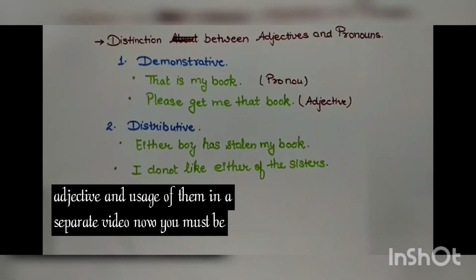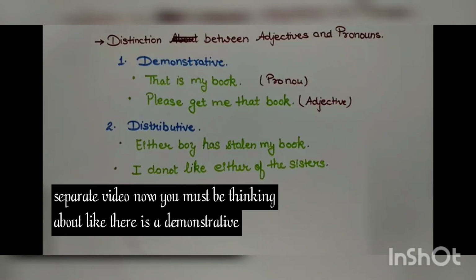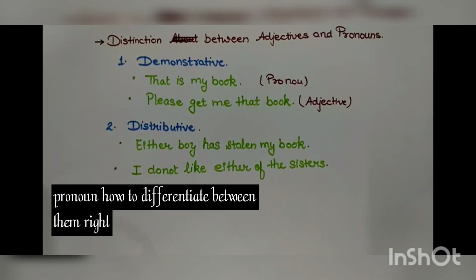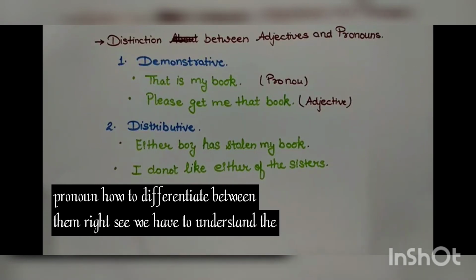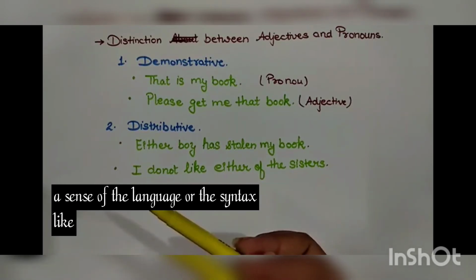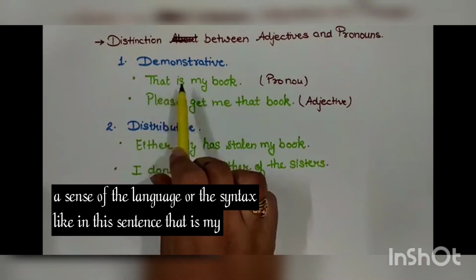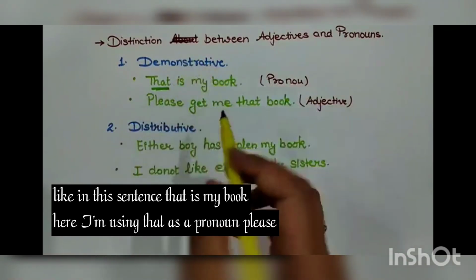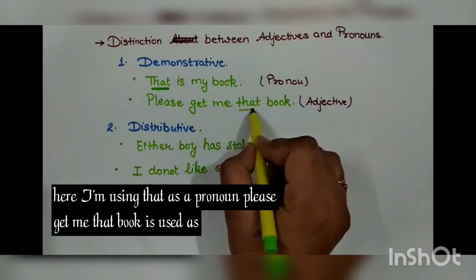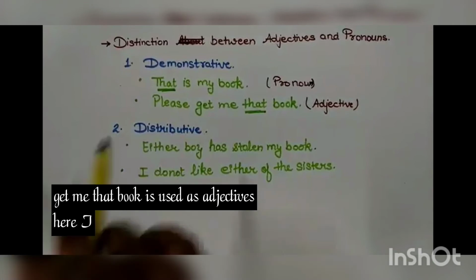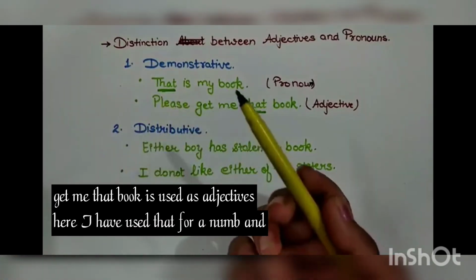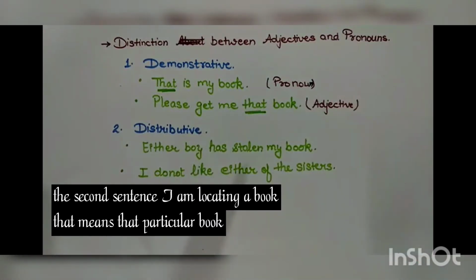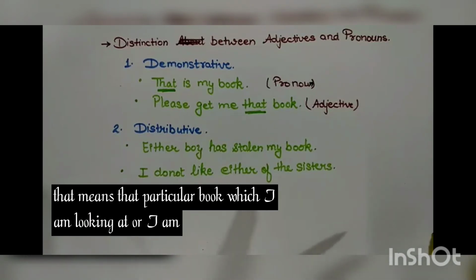Now, you must be thinking, there is a demonstrative adjective as well as a demonstrative pronoun. How to differentiate between them, right? See, we have to understand the essence of the language or the sentence. Like, in the sentence that is my book, here I'm using that as a pronoun. And in please get me that book, that is used as an adjective. Here I have used that for a noun. And in the second sentence, I am locating a book, that means that particular book which I am looking at or pointing at.